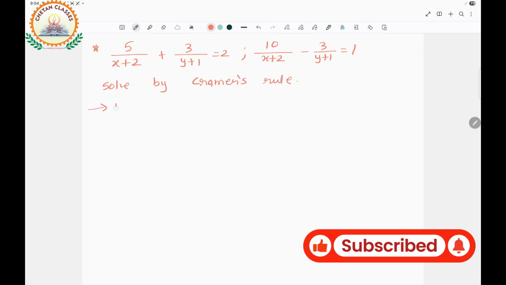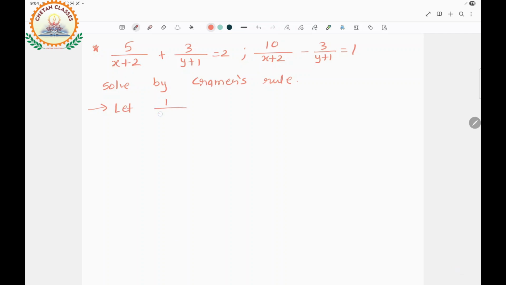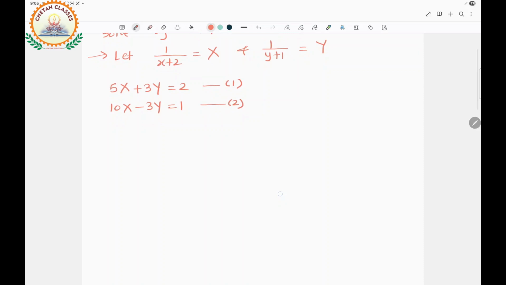So we consider, let 1 upon x plus 2 we consider as capital X and 1 upon y plus 1 we consider as capital Y. So our equation becomes 5X plus 3Y is equal to 2. This is equation number 1, and 10X minus 3Y is equal to 1. This is equation number 2.